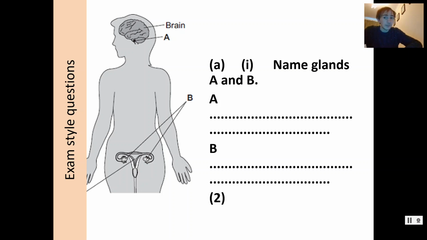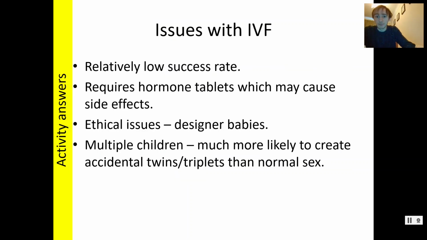Hopefully you wrote down A, pituitary, B, ovaries. And the ovaries are glands. People don't think of the ovaries as glands. The reason is they produce estrogen and progesterone, therefore they're a gland.